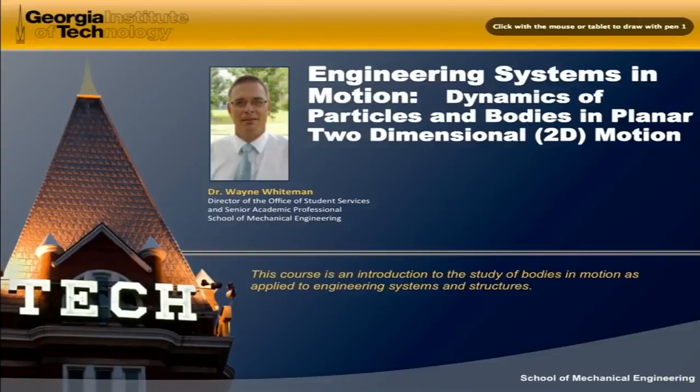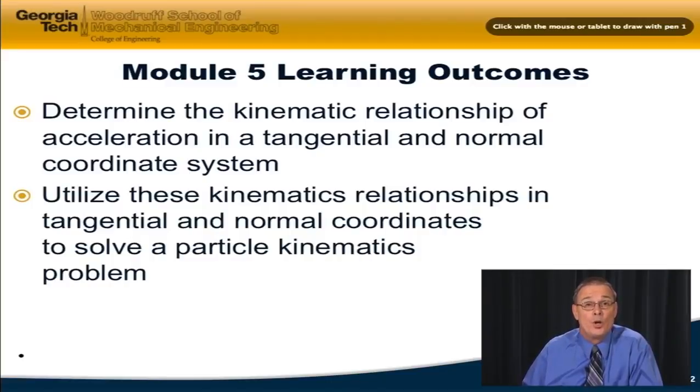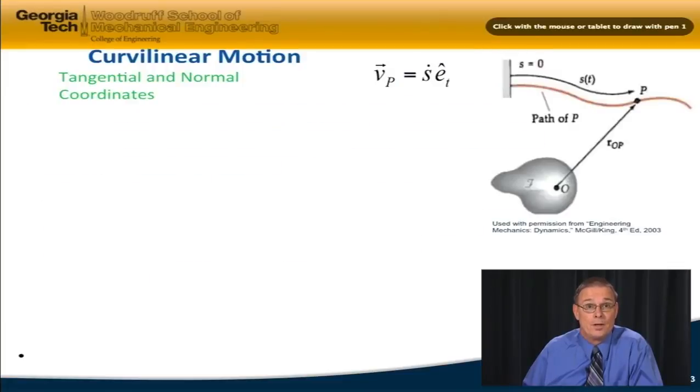Hi, this is Module 5 of Two-Dimensional Dynamics. Today's learning outcomes are to describe the kinematic relationship of acceleration in a tangential and normal coordinate system. Last time we did position and velocity. And then we're going to use those kinematic relationships to solve a particle kinematics problem in tangential and normal coordinates.